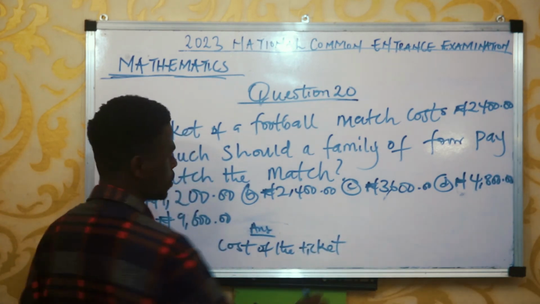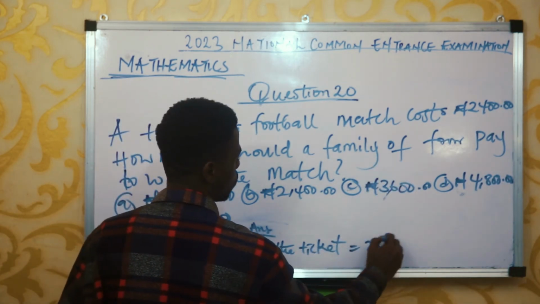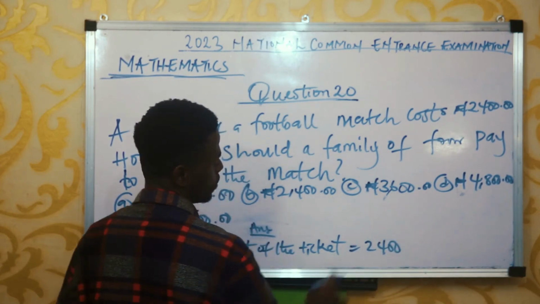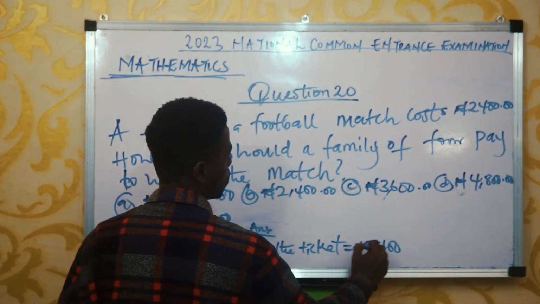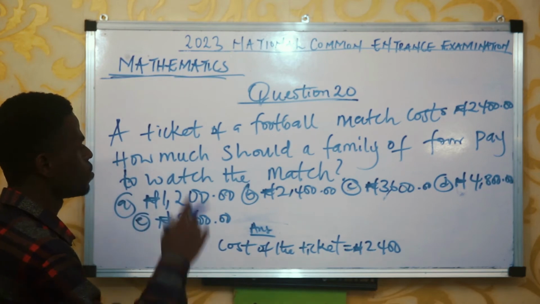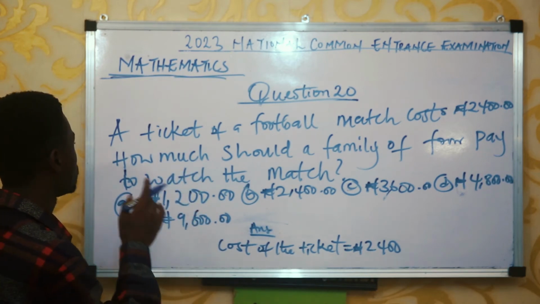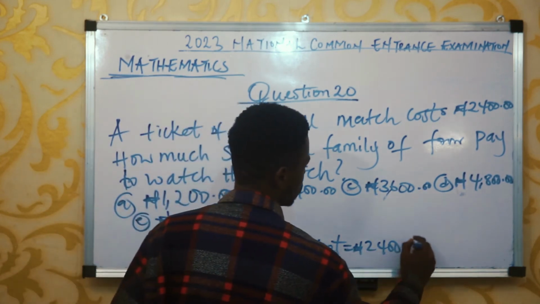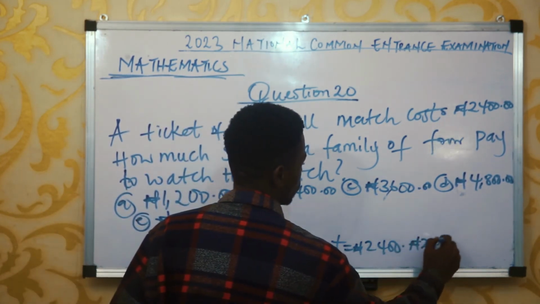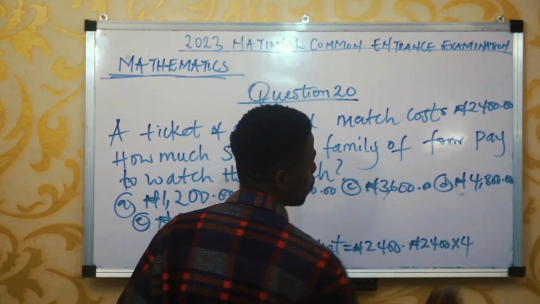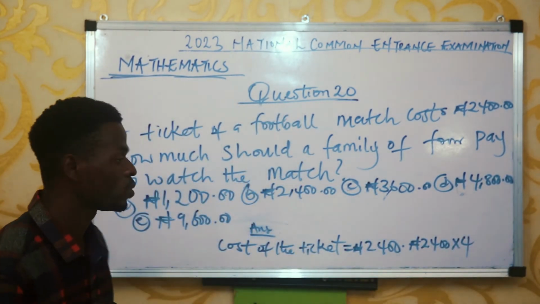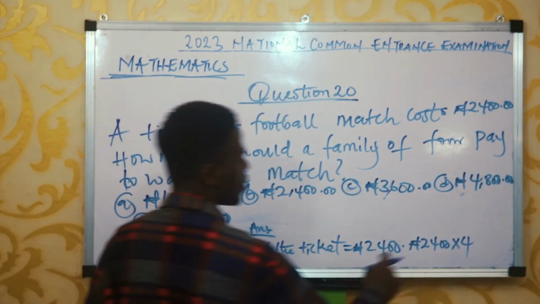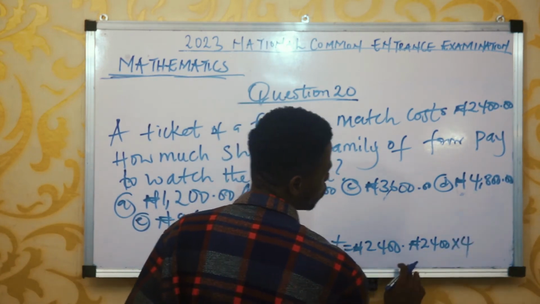The cost is 2,400 naira. Now say a family of 4. How much should a family of 4 pay? It will be 2,400 times what? We are going to multiply it by 4.